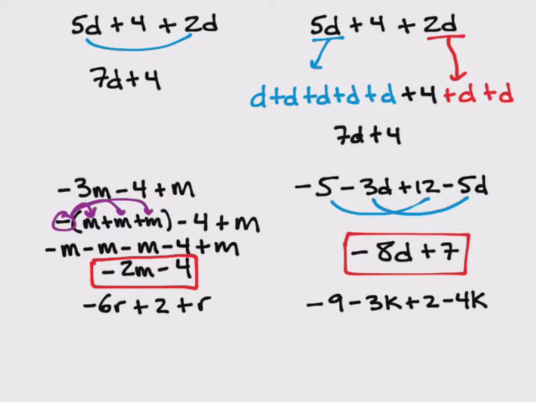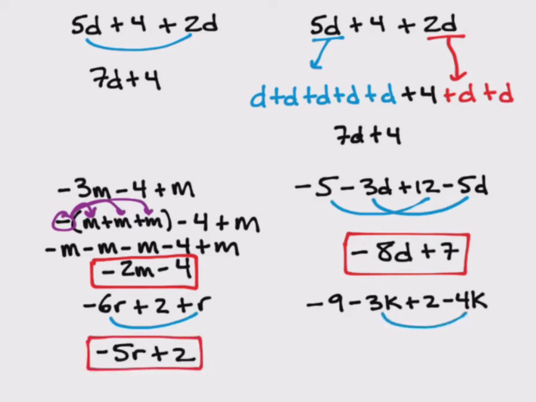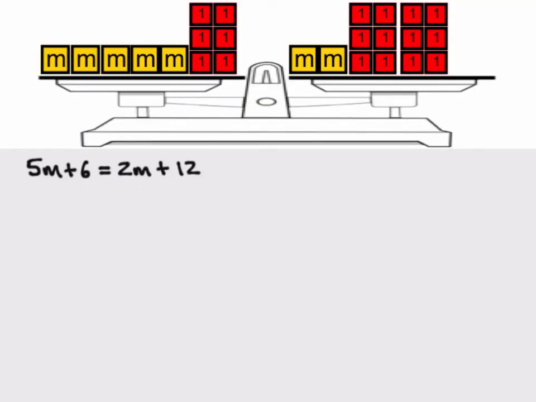Why don't you take a second to simplify these next two expressions by doing what we've been doing, which is called collecting like terms. All right, I hope that went well for you because this is going to be a big skill in this section. Now, consider the equation 5m plus 6 equals 2m plus 12.